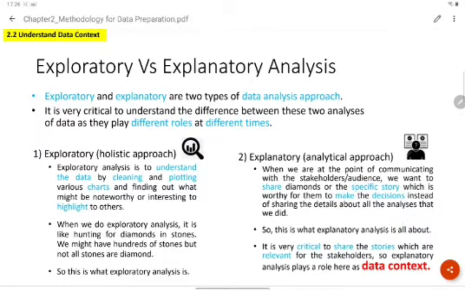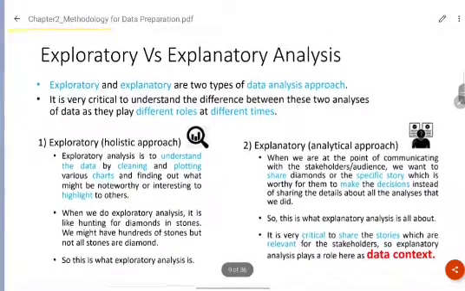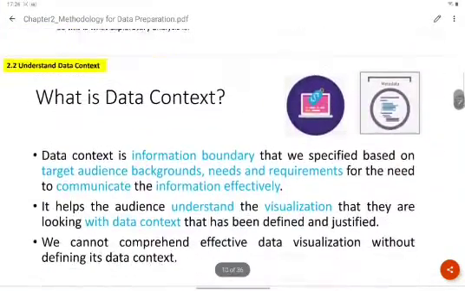So we have to make the story specific. The story is big, so make it specific, so that it works for them to make decisions. Instead of just sharing the details of all the analysis, we make the data specific to what we want to show them. So what is data context? We go to the next.